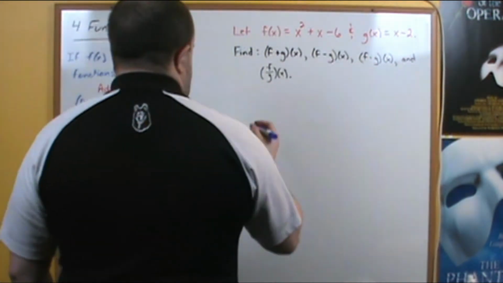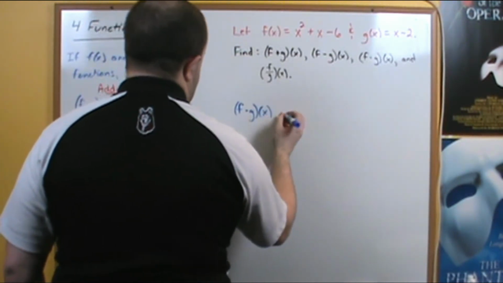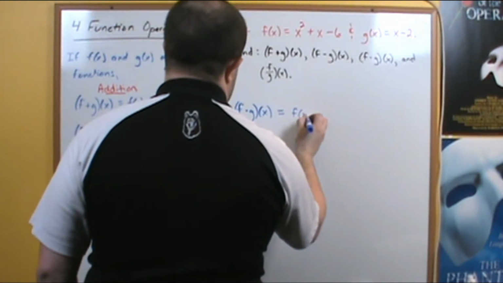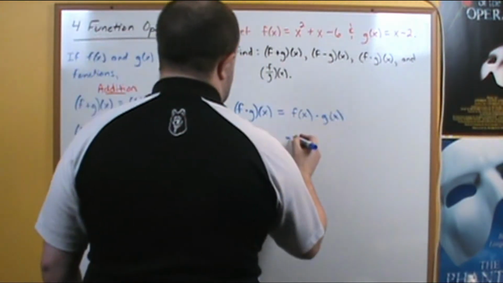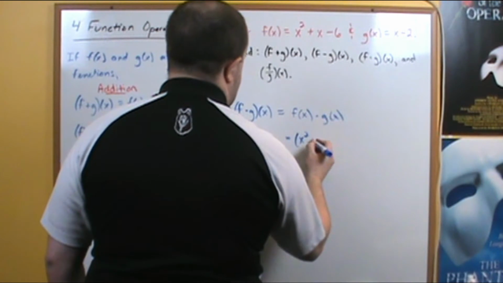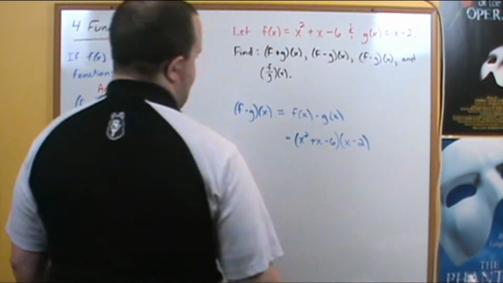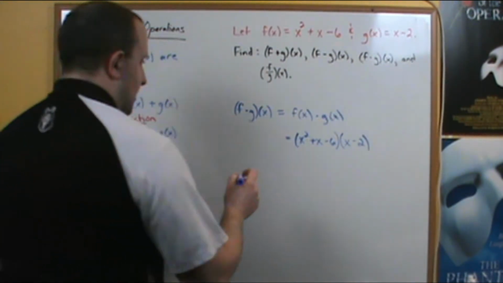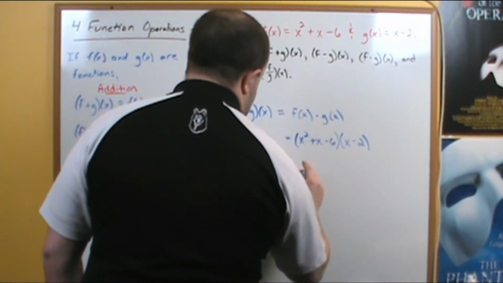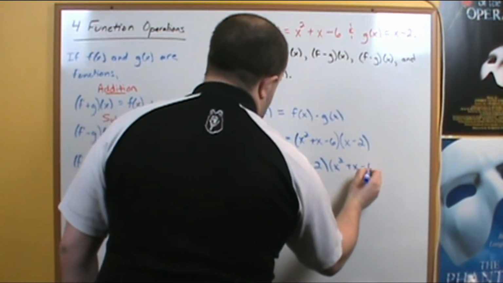If we do function multiplication here, f times g of x, it's going to be the function f of x times the function g of x. F of x is x squared plus x minus 6. G of x is x minus 2. Now, multiplication in the real numbers. Remember, we're dealing in the real numbers here. Multiplication is commutative here. So we can rewrite this as x minus 2 times x squared plus x minus 6.